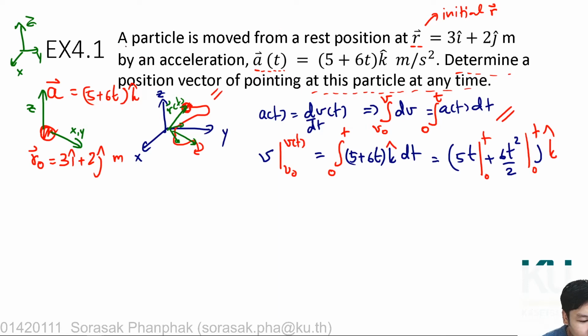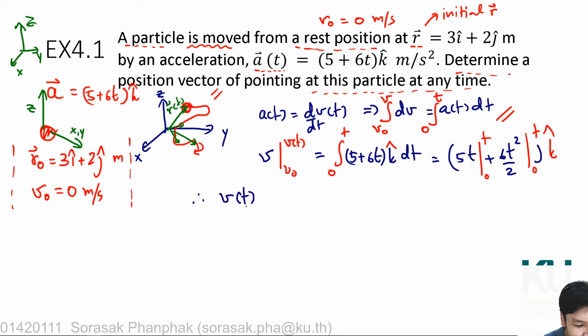And what happened? This particle moved from a rest position. So rest position means v0 is equal to 0, right? So another definition here is v0 is equal to 0 meters per second. This is another condition for this motion. So finally, in this part, we got vt minus v0, which is 0, so ignore it. You substitute all this in, and it is 5t, and 0 is 0, don't care about it, and plus 3t squared. All of these in the k direction. This is your v at any time point.